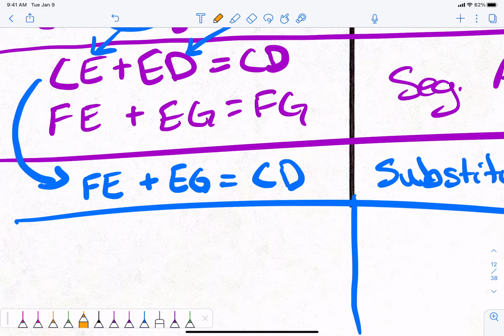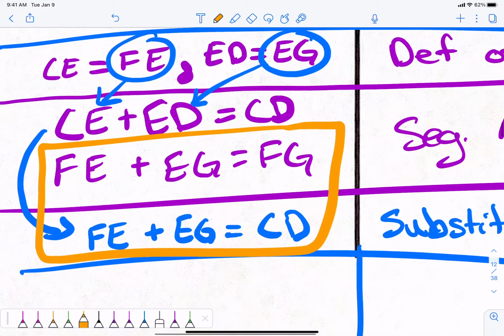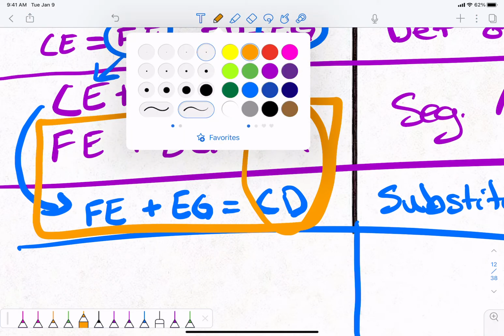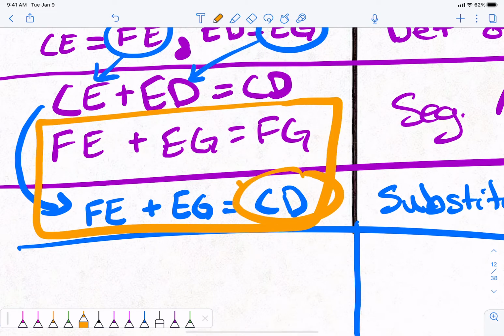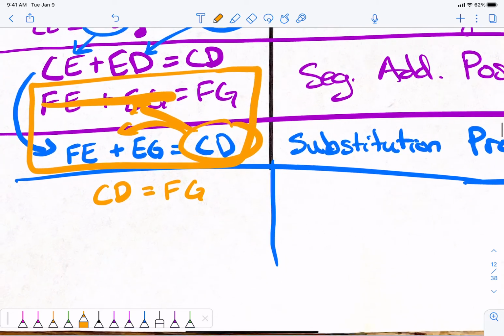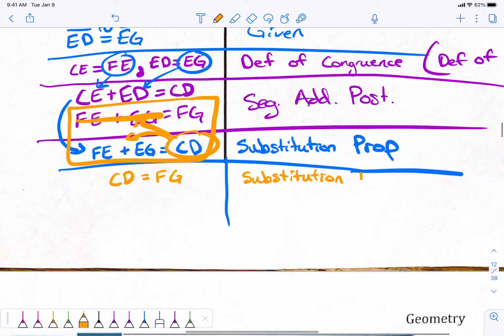Okay, so now we have these two steps. I'm going to look at those two steps right now. We want CD and FG to be the same. But if CD is equal to this junk, can't I just take CD and plop it in for that stuff right there? So I have CD replacing all that, and CD equals FG. Can I do that? Yeah. What was that again? Substitution. That was substitution again, back-to-back substitution. So that's the substitution property.